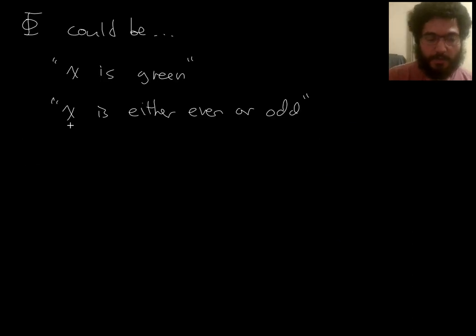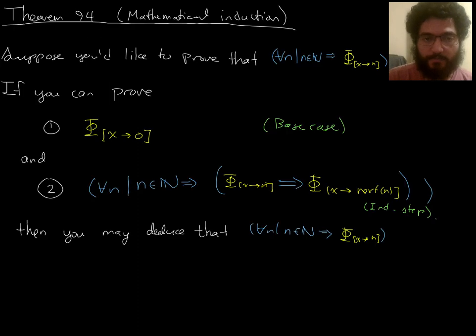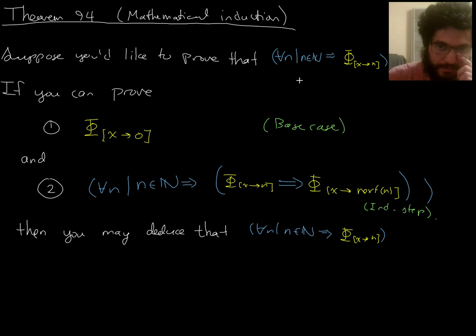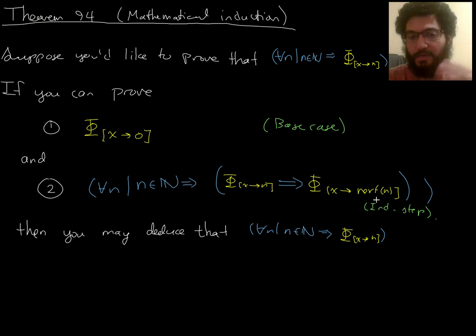Phi could be "x is either even or odd". Then you might be trying to prove that every natural number is either even or odd, that it has to be one or the other. So phi would be "x is even or x is odd". Then the way to do that using mathematical induction would be to prove that 0 is either even or odd, and then prove that for any given natural number, if it's either even or odd, then the next one is either even or odd. Then that would let you deduce that all natural numbers are even or odd.